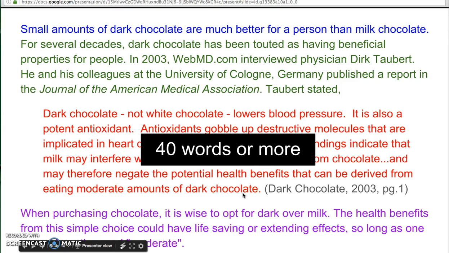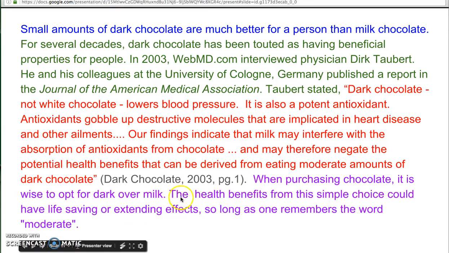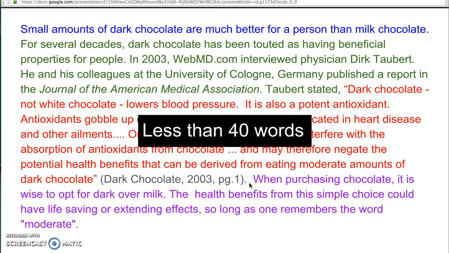So what about if it's less than 40 words? Well, in that case, you put the quotation marks around the quote. It is embedded in the paragraph, and the in-text citation comes before the period. Why do they do that? I don't know, but that's just the way it's going to roll out, and that's what you're going to have to remember at the college level. So remember, you embed the quote if it's less than 40 words.